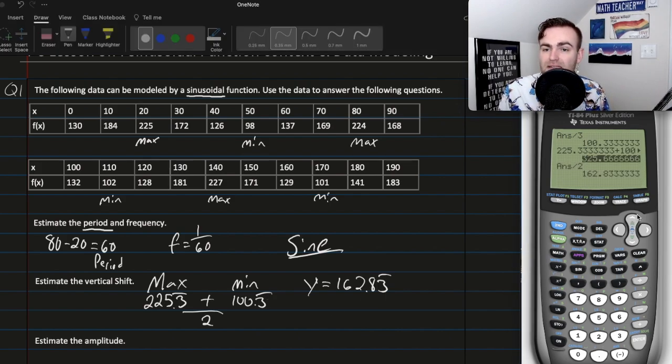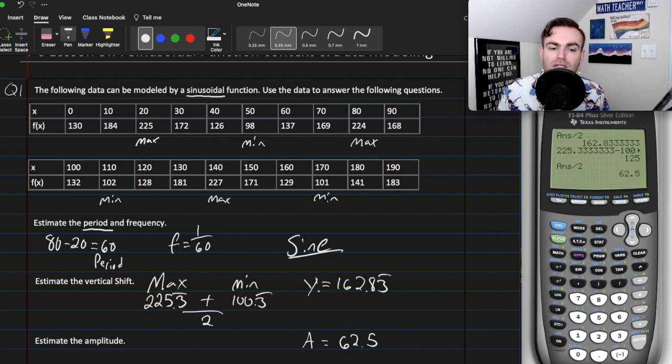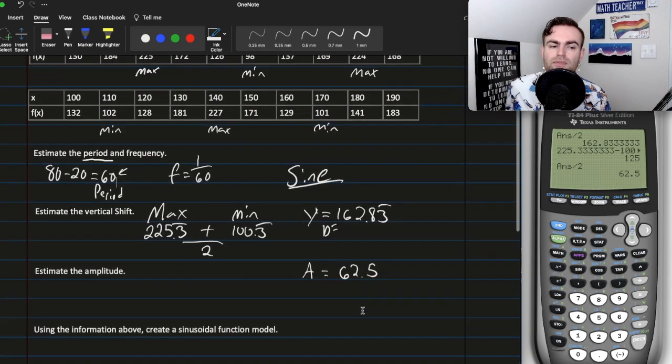I'm going to take this here, but instead of adding, I'm going to subtract them. So we can go all the way there, change that to subtraction, enter. I get 125 divided by 2, and I get an amplitude of 62.5. So remember that this is our D value. Like, we'll have to modify that to get the B, but not too bad, not too bad.